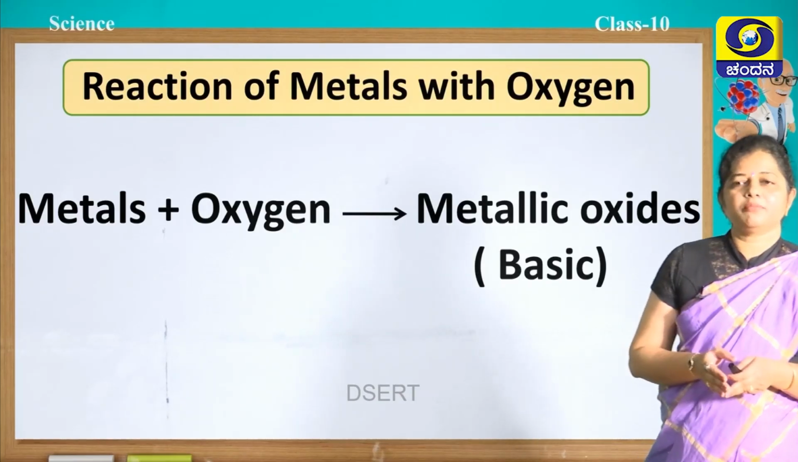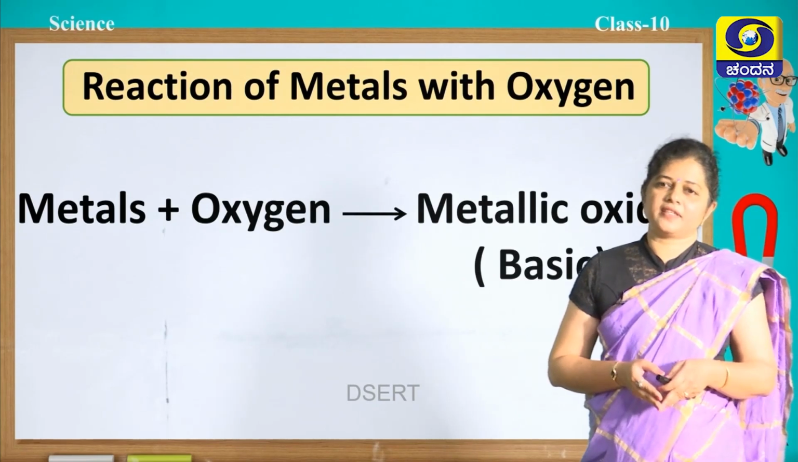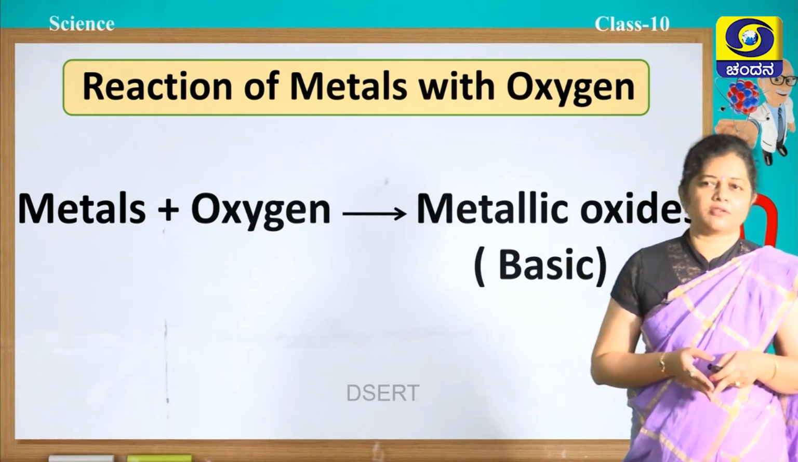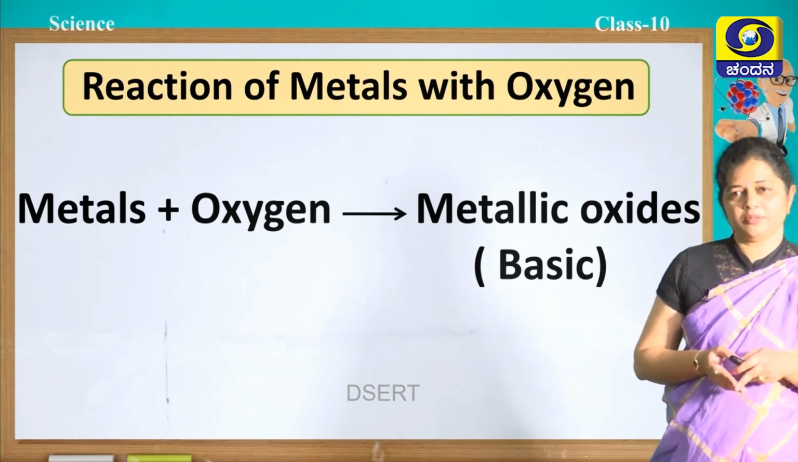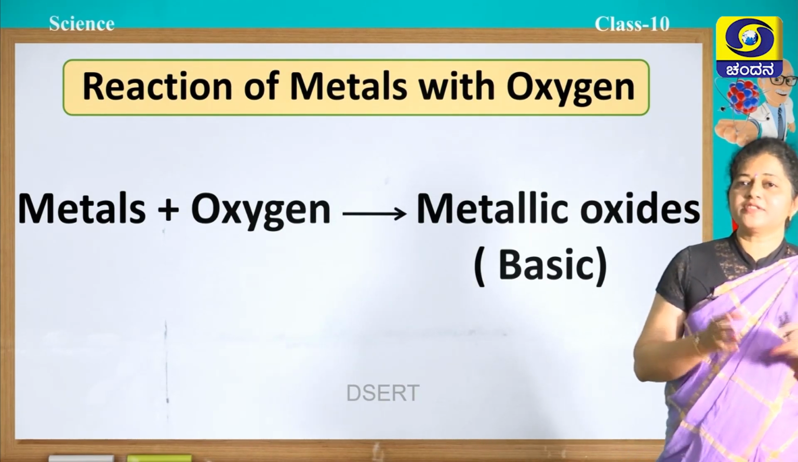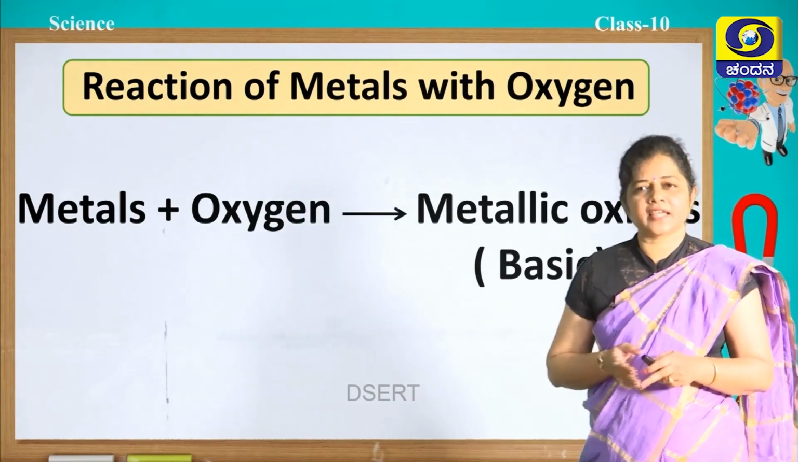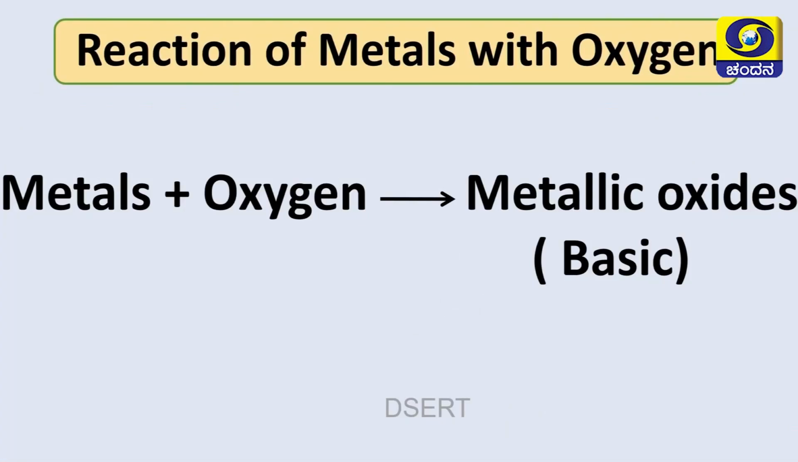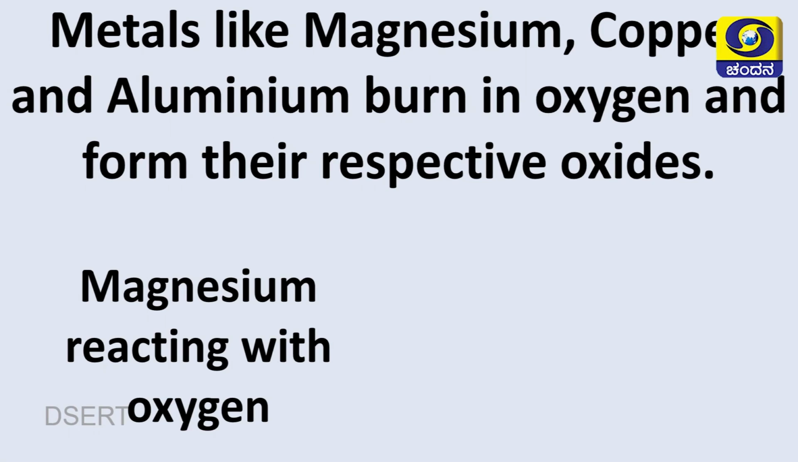Now since we learnt about the physical properties of metals and non-metals, now let's study a few chemical properties of metals and non-metals, and this is one chemical property, metals reacting with oxygen. How do metals react with oxygen? All metals, when they react with oxygen, form metallic oxides. Metallic oxides obtained by reaction of metals with oxygen are basic in nature. Metals like magnesium, copper and aluminium burn in oxygen and form their respective oxides.